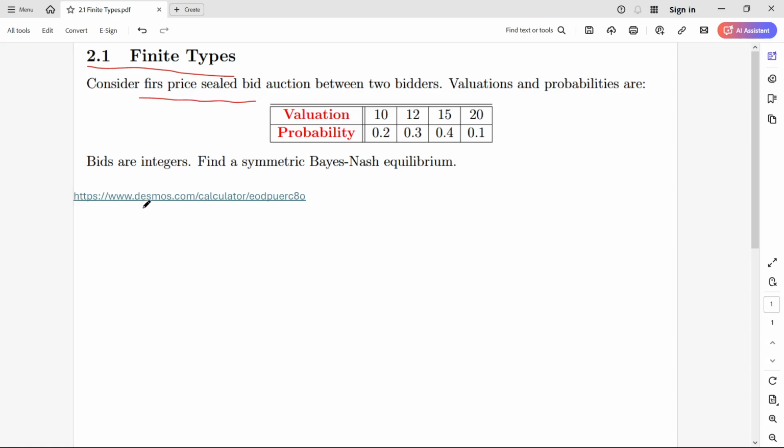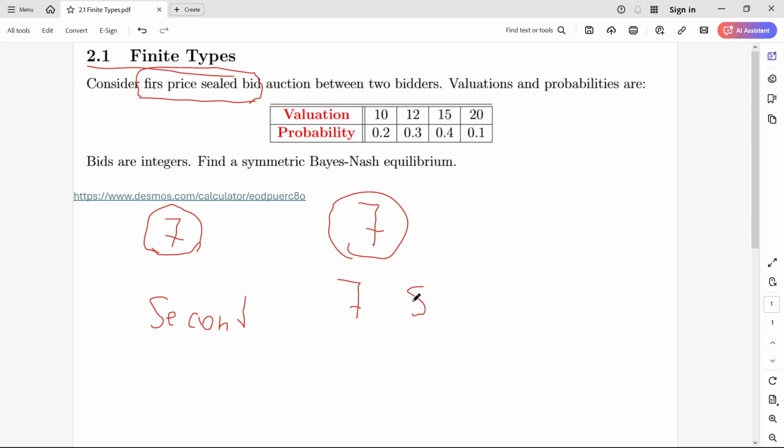This basically means that if you say that you bid 7, if you get lucky and you win, you pay exactly 7. There's another type of auction which is called the second price sealed auction. In that case, if you bid 7 and the other guy bid 5, you win and you pay 5. So that's the difference between first price sealed and second price sealed. In second price sealed, you pay the second highest price when you win. In first price sealed, you pay the price you said you pay if you win.